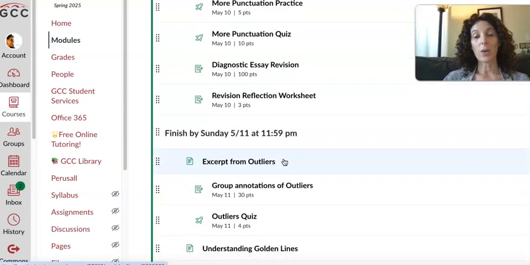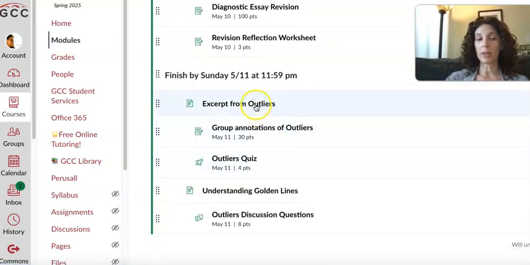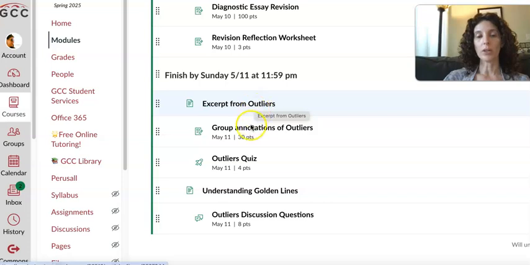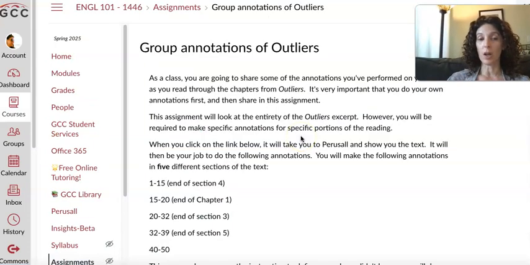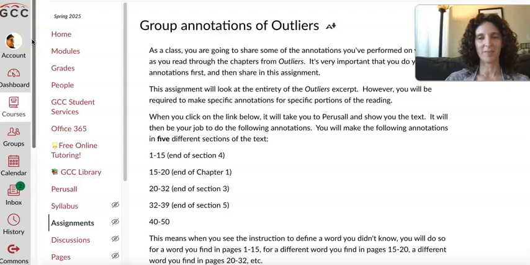And then for Sunday, you have a big reading assignment, okay? It's only one reading assignment, but it's long, so make sure that you read it. You are going to do another group annotation on perusal. Sorry, I forgot what it was called for a minute. Pay attention here because the reading is so long, sorry, that got messed up for a second.